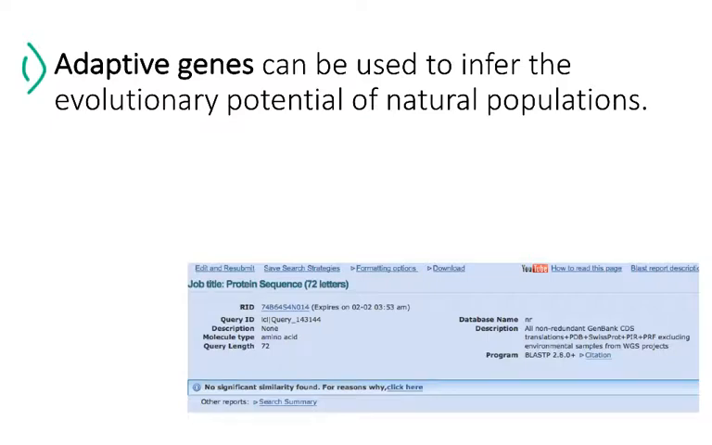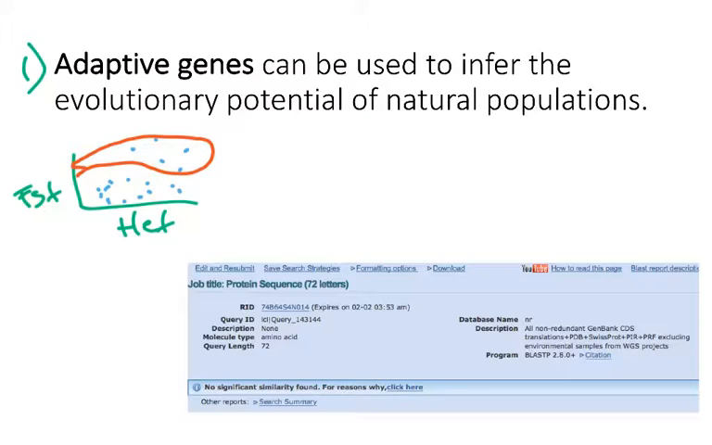If we think back to this plot that I keep showing you, where we have FST and heterozygosity, we have a bunch of different dots, and then we have a few SNPs that are what we call outliers in that red region. Those are the adaptive markers. Those are the outliers, right? So what we can do is identify those adaptive genes and then, using techniques like BLAST, compare them to a known database to figure out what they are.